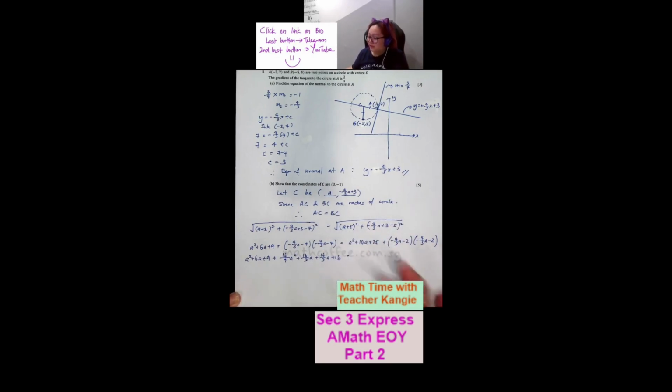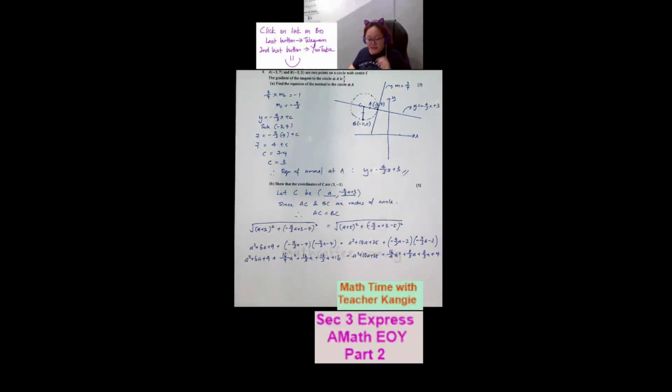Now do the same thing to the right hand side. A square plus 10A plus 25, no change. Let's do our expansion as per normal. This multiplied by this will give us 16 over 9A square plus 8 over 3A plus 8 over 3A plus 4. So we have managed to expand and simplify.